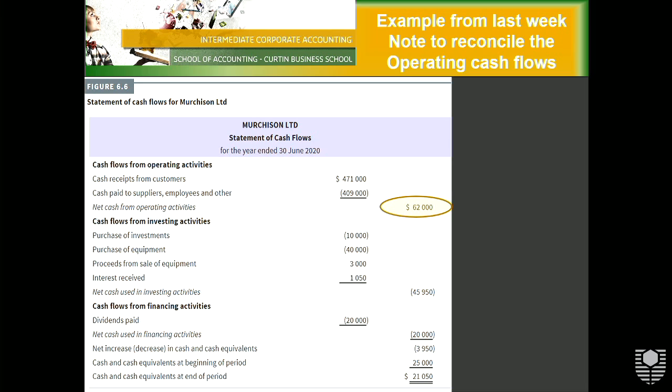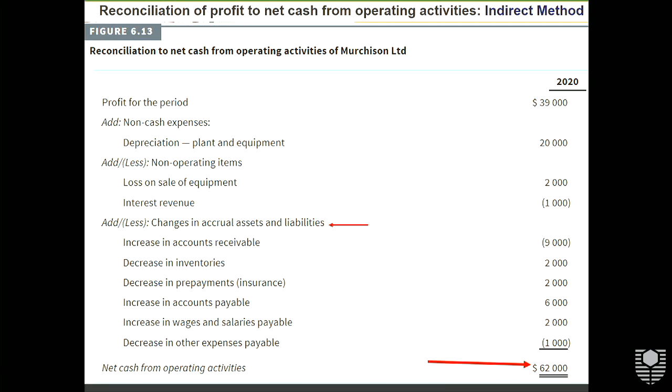So what we have to do is, if we go to our P&L, we have to say, how did we get from our profit of 39,000 in our P&L to that 62,000 sitting in our cash flow? We have to reconcile that. How do we do that? This is the note in front of you, which is on the bottom of that page. So you can follow and write notes as you're going along.